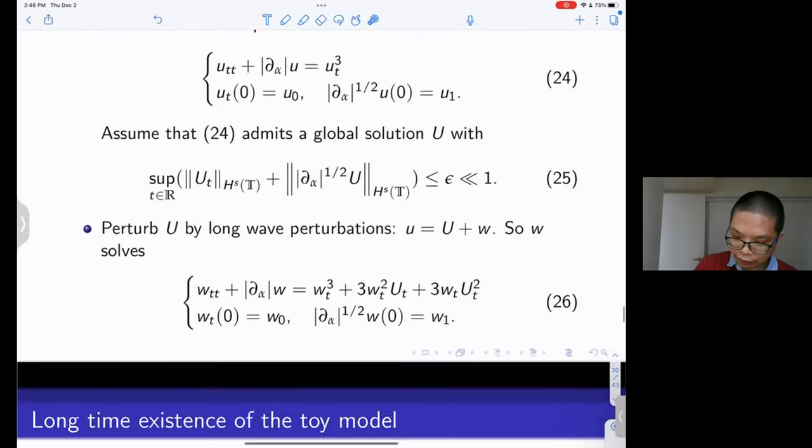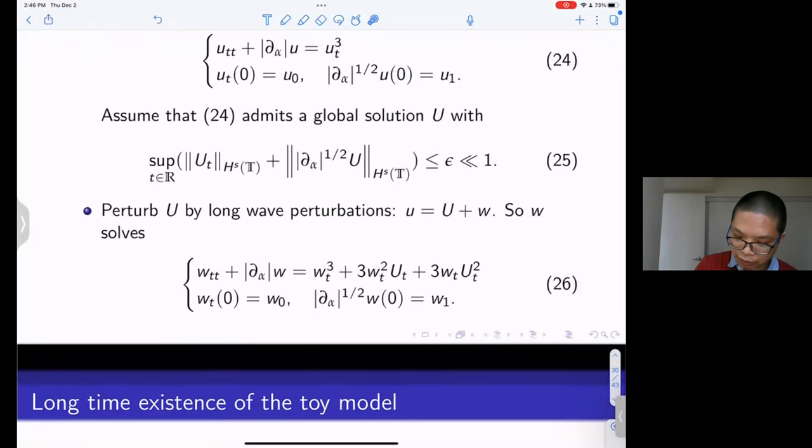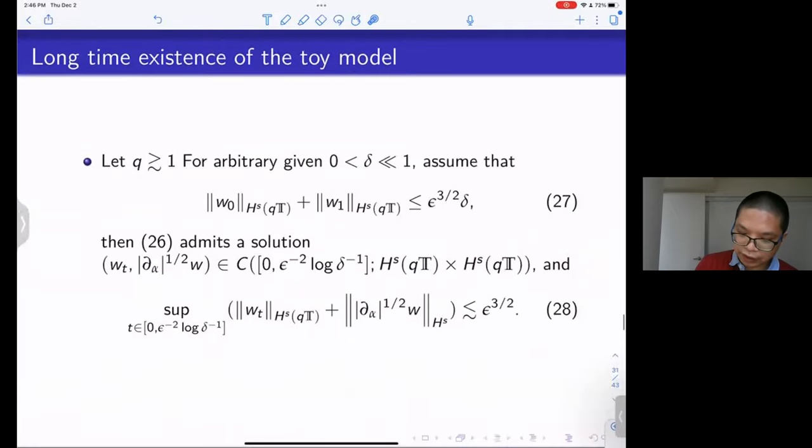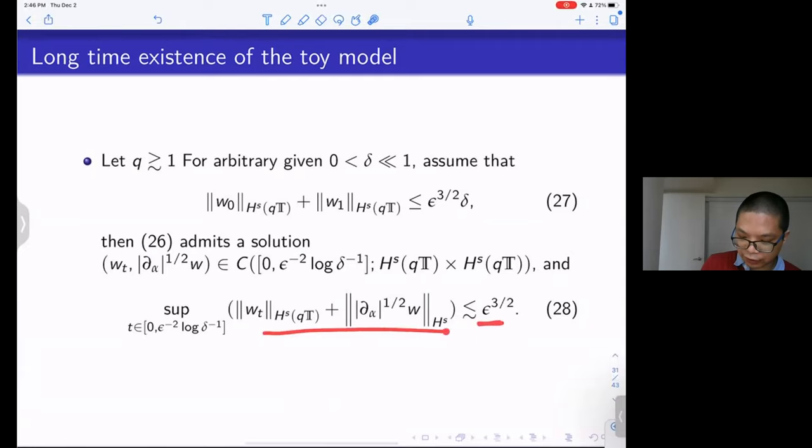Then for this, if I consider the perturbation to capital U of this form, I can compute the equation for little w. And if this little w satisfies this initial assumption, this is the size for the initial data, then on this time scale, epsilon to the minus 2 log delta to the minus 1, I have this overall control.